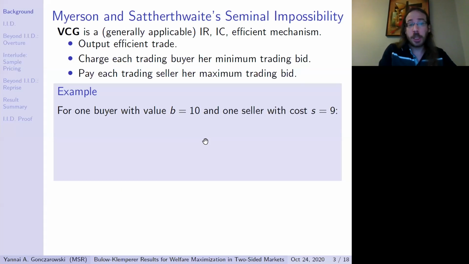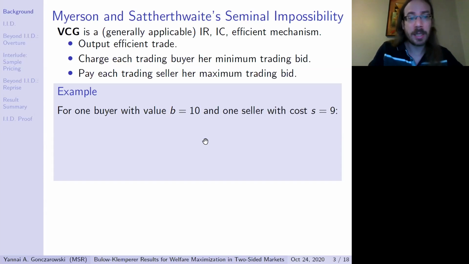So VCG is one great mechanism that we all love very much. It's a very generally applicable mechanism. It's individually rational, incentive compatible, efficient. So you may wonder, why is this talk even taking place? Just use VCG and that's it. VCG, for whoever needs a short reminder, is a mechanism that simply outputs the efficient trade, charges each trading buyer her minimal trading bid, and pays each seller her maximum trading bid.